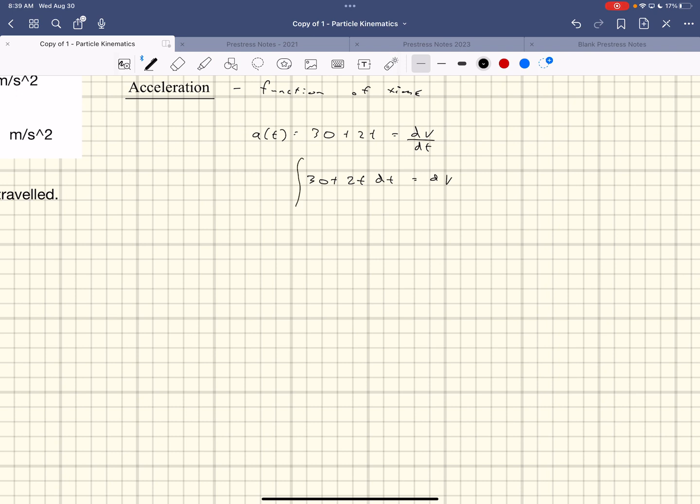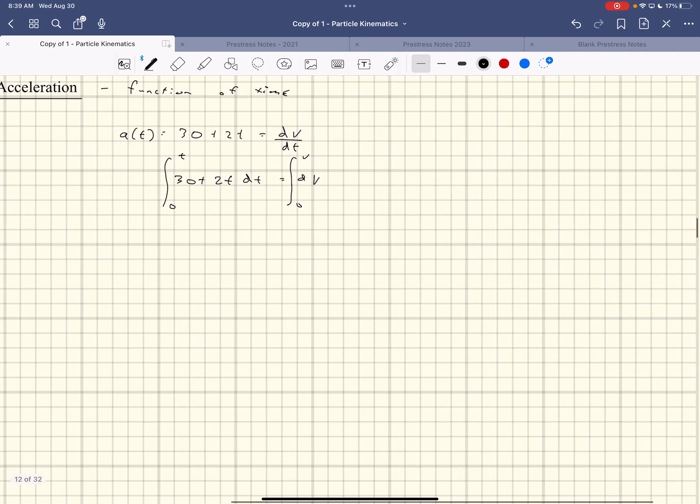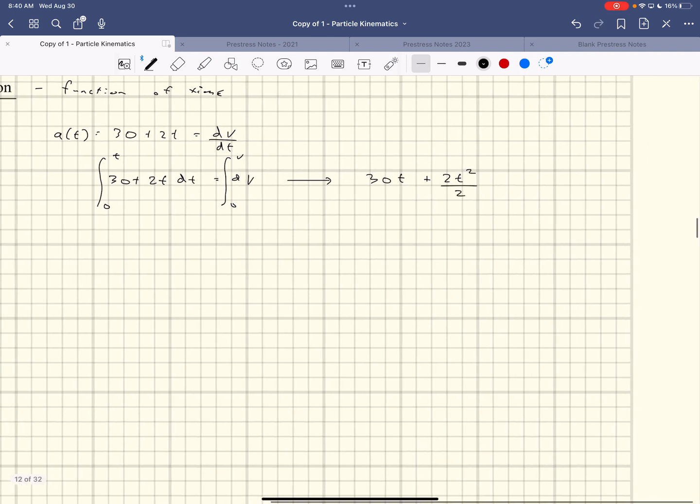I integrate. This thing is going to go from 0 to t, and this is going to go 0 to v. Carry out this integral. Pretty easy one again. This is going to be 30t plus 2t squared over 2. And the 0 goes away. This is equal to, if you carry out the integral of dv, that just gives us v. There's our velocity as a function of time right there.